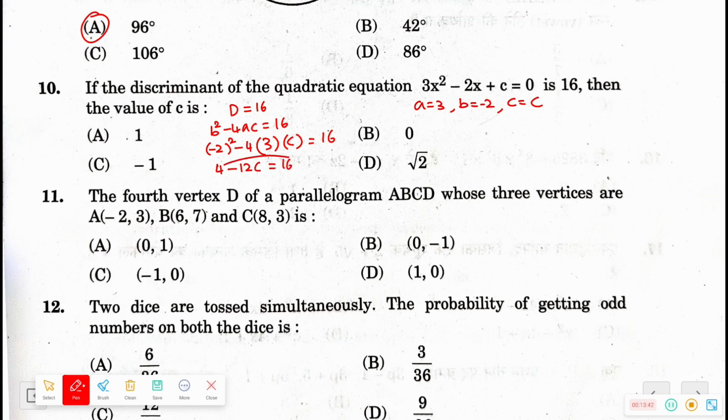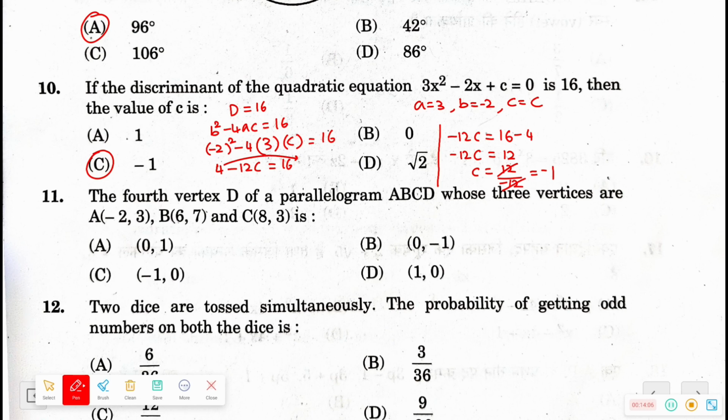Now we have to transpose this 4 that side. Then we get minus 12c is equal to 16 minus 4, minus 12c is equal to plus 12. Then c is equal to 12 by minus 12. Minus 12 plus 12 cancel, answer minus 1. So c is equal to minus 1, option C is correct.